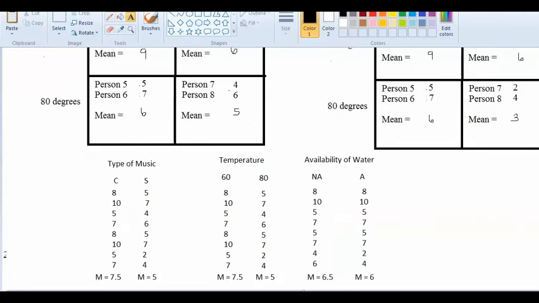Then what I did was I calculated the average recall score of all 8 people who listened to classical music. I took these 8 numbers and added them and divided by 8, and I got this average. I took the 8 recall scores for all people who listened to silence, added them and divided by 8, and I got the average for the silence condition. And what I do now is I look at these 2 averages. If they come out to the same number, there's no main effect of type of music. If they come out to different numbers, there is a main effect of type of music. So since they came out to different numbers, there was a main effect of type of music in this data set.